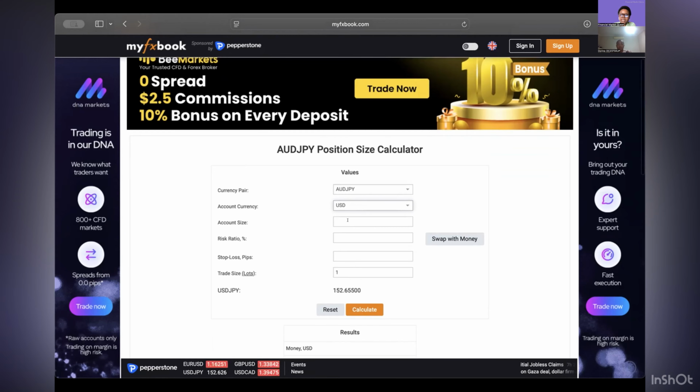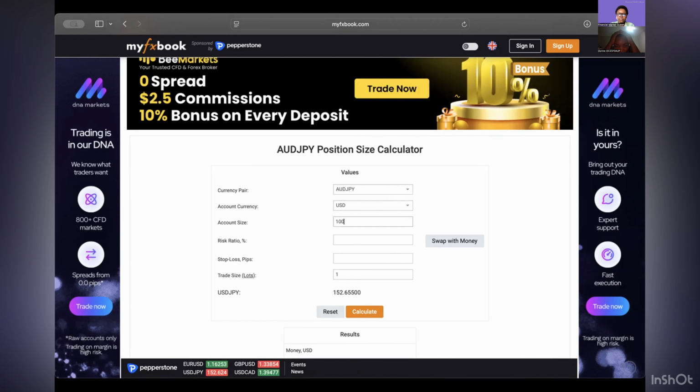Now, account size will be how much you have that you want to trade with. How much do you deposit in your brokerage account with your broker? Let's take, for instance, that you deposited 1,000 USD. Just click on 1,000, and the next one is risk ratio.